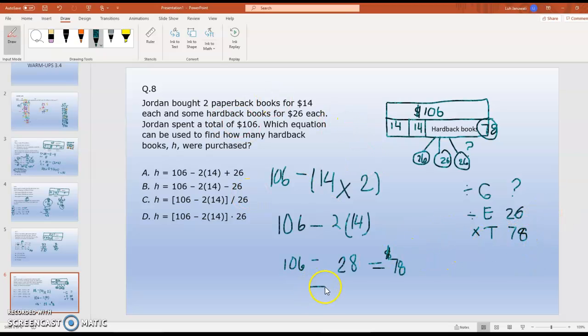So you say 78 divided by 26. So basically your equation would be this, right? Which gives you 78. And then you need to divide that by 26. Okay, 78 divided by 26 is how many books? You're right, 3 books. And you could also just put it here and say which one would give you 3.